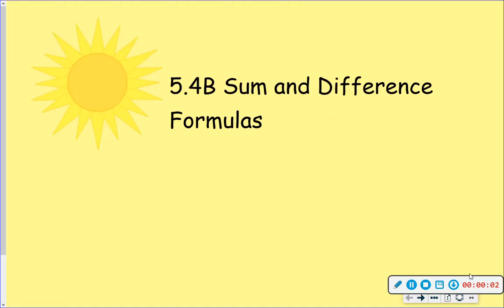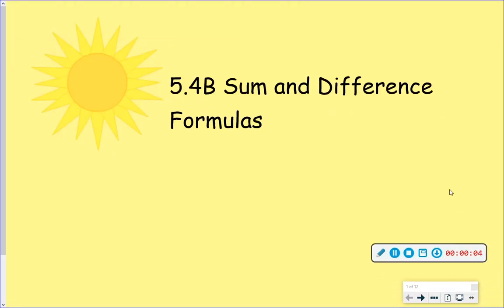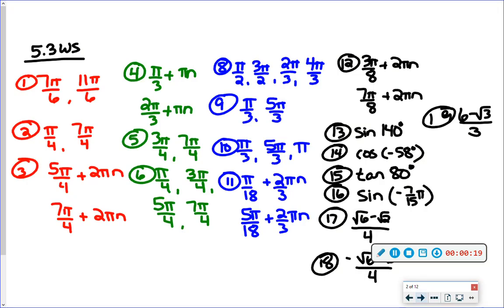All right, guys, today we are on the B part of 5.4. If you survived A, get ready for B, of course. So as always, have your identity sheets handy. We're working on those sum and difference on the back side of your identity sheets. Once again, I don't expect you to have those memorized. That's why I said have your identity sheets handy so you're ready to go.